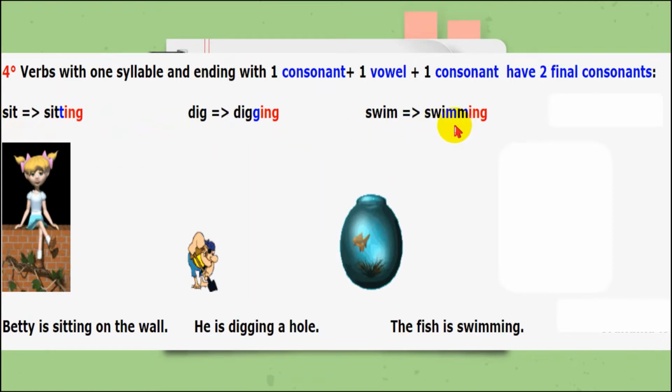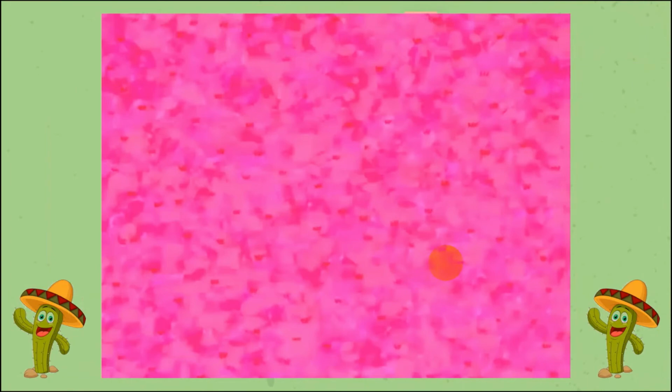Swim, swimming, two final consonants M. So, let me show you a video about how to add ing to the verbs.